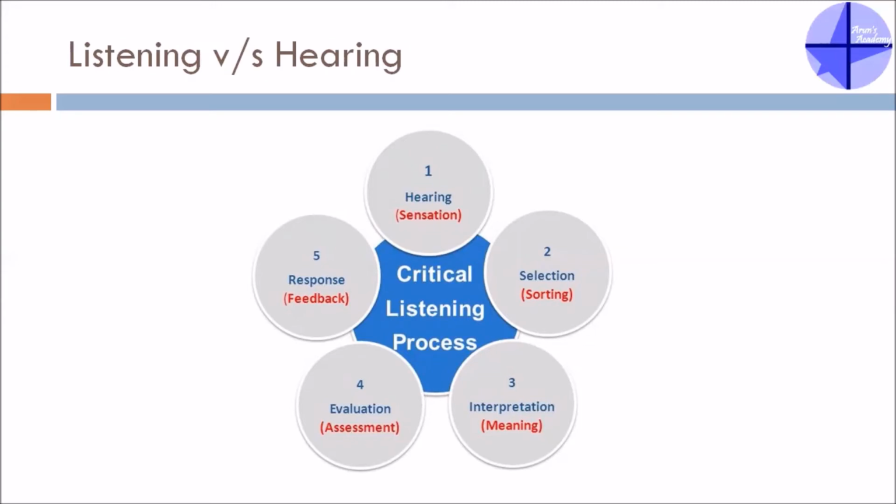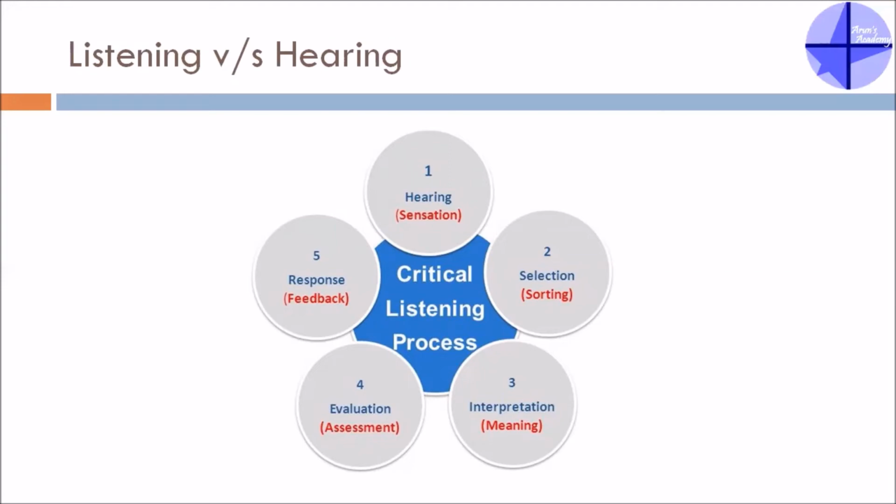Next stage is selection or sorting. Now out of so many sounds which are falling on your ear, you are basically selecting 1 or 2 particular sounds and you are sorting them for further process. This is called selection. Once you have selected, you move on to the next stage of interpretation. Not all sounds you try to interpret and make meaning out of. Right now you are listening to my lecture or training. You are trying to interpret what I am trying to communicate to you. That's called interpretation or your search of meaning.